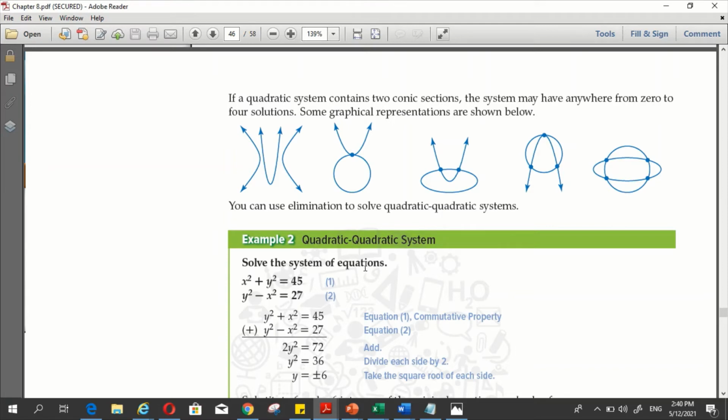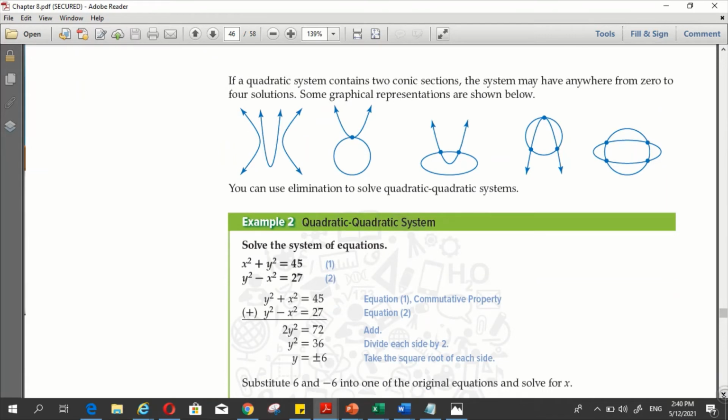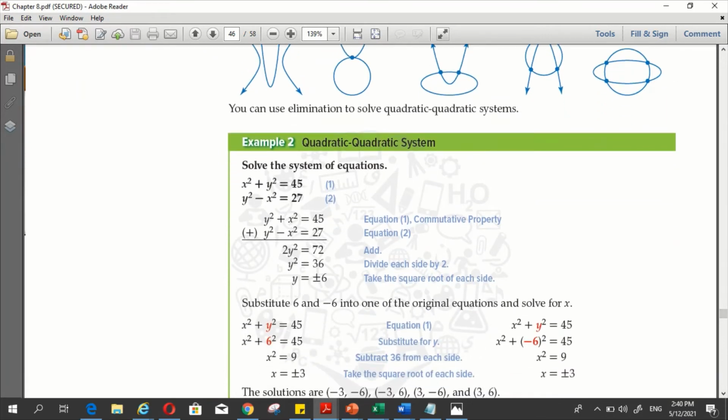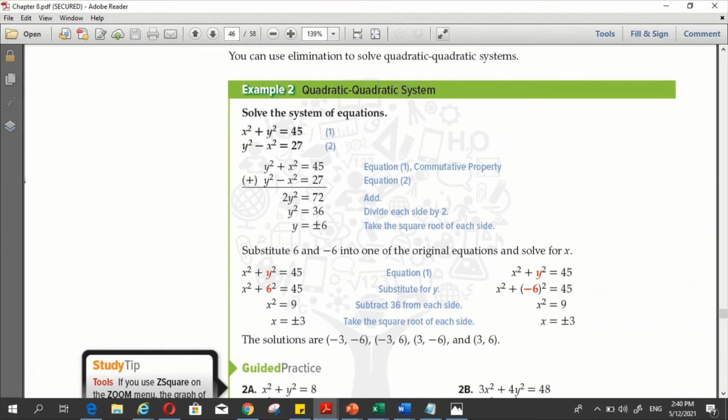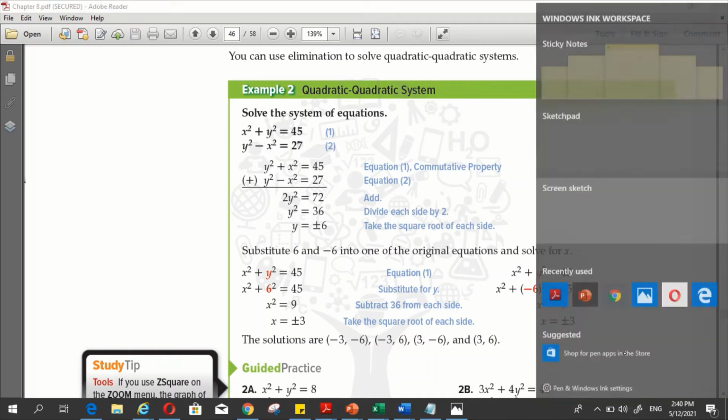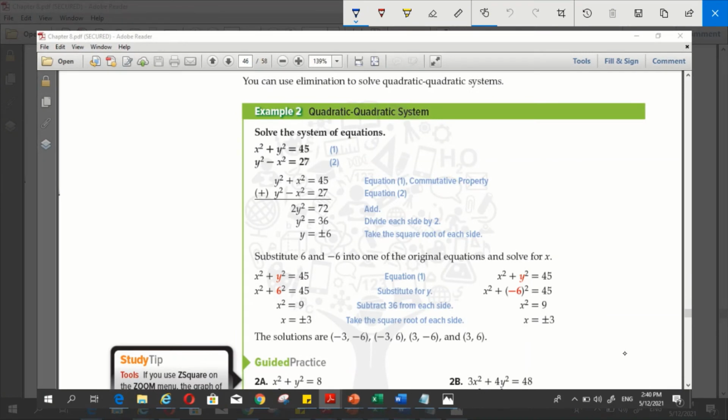Let's see just this example. Here you can see these two equations. The first one is quadratic and the second one is quadratic. For me, I'm just going to use elimination. For elimination, I'll choose one of them, x or y. If I choose x, I'm going to make the x terms have the same coefficients but opposite signs.